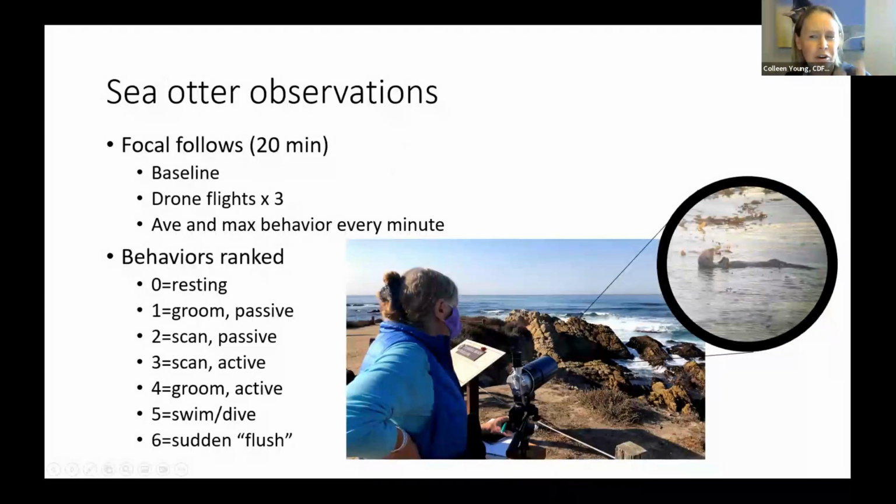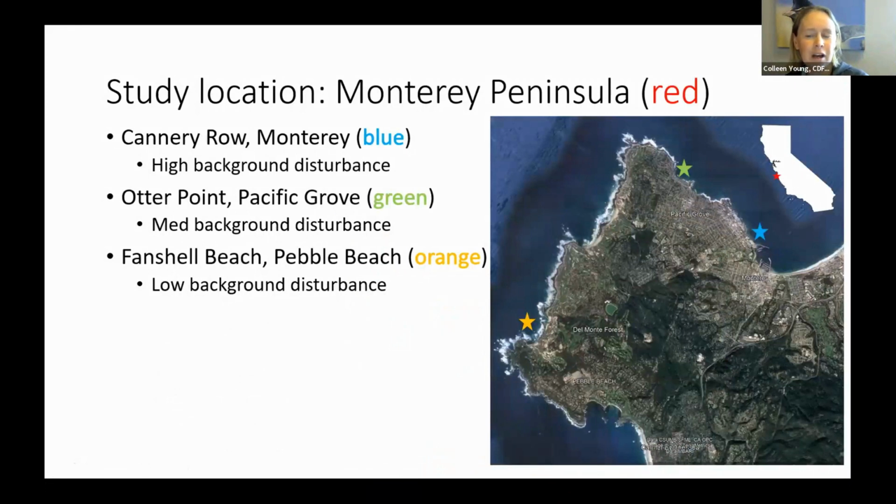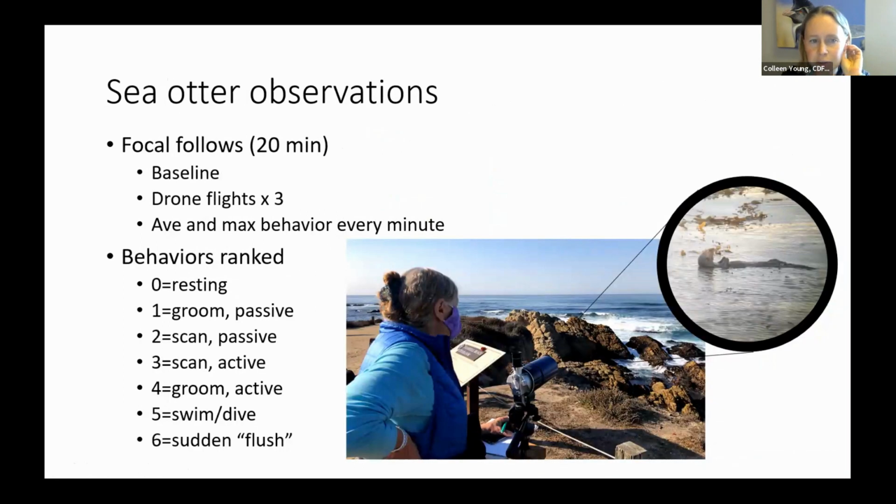I'm showing these sites for reference, but I'm not going to go into the different comparisons between the sites in this talk because we're still conducting that analysis.